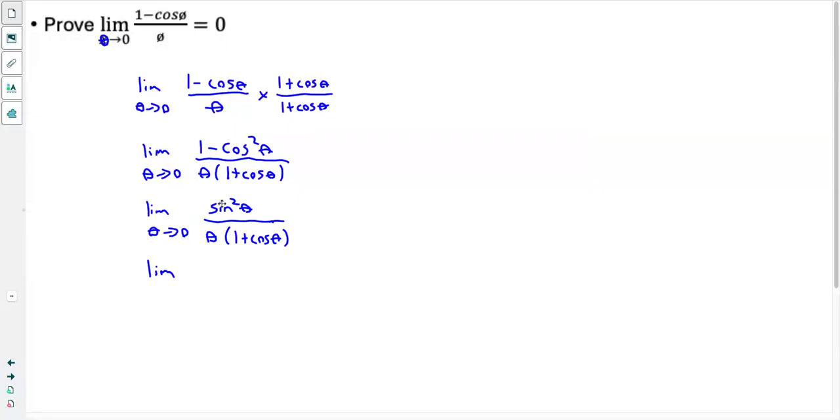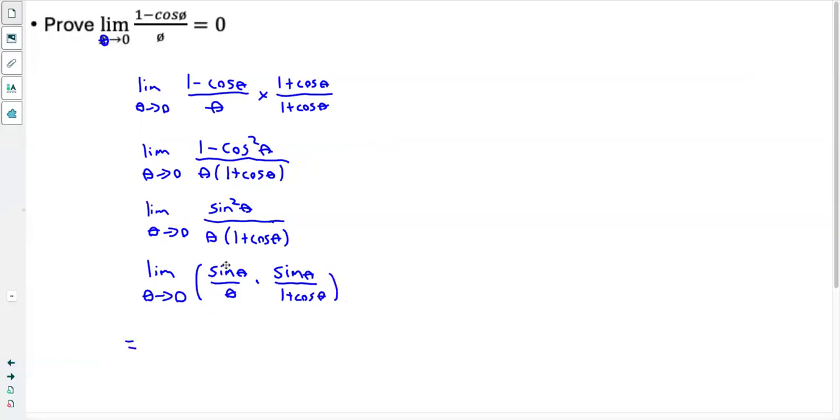Now we're going to break this apart into two separate things that are multiplying by each other, because essentially we know once again that sine theta over theta as theta goes to 0 is 1. So we want to split it up. So we'll factor that out. So if I have sine theta over theta times what's remaining would be sine theta over 1 plus cos theta.